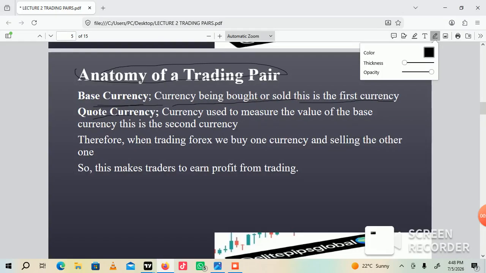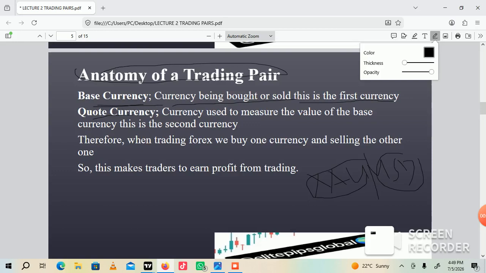For example, as I said before, let's consider XAUUSD. From this point, we have two parts of the pair, whereby the first part is called the base currency and the second part is called the quote currency. The base currency is always the one being bought or sold. For example, somebody can say, buy gold now.